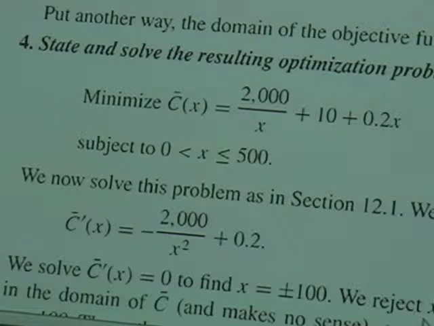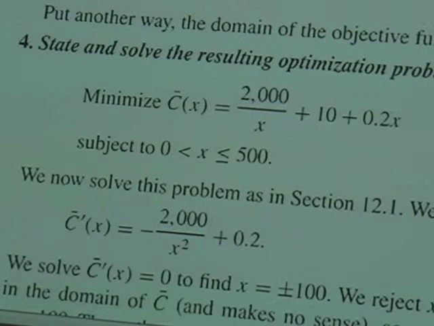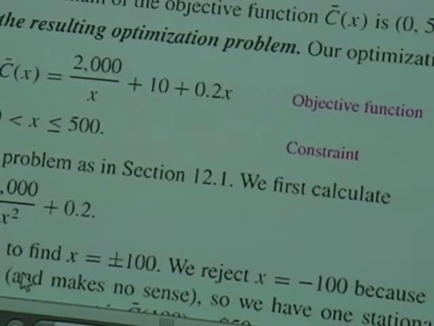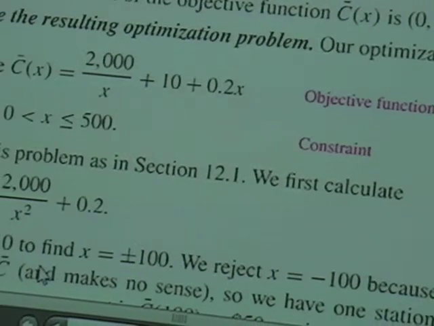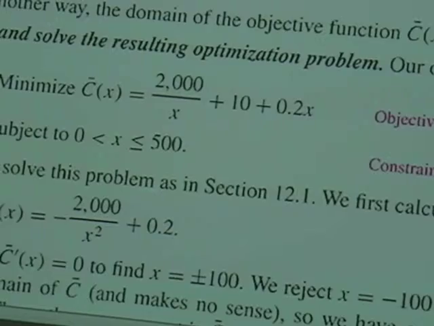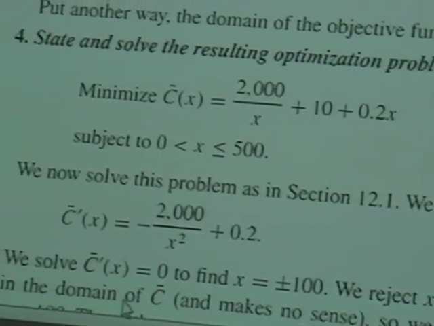He says we reject minus 100. Why should I reject minus 100? Because we don't make negative 100 jerseys, right? So of course we don't consider x equals negative 100. He says it's not in the domain.